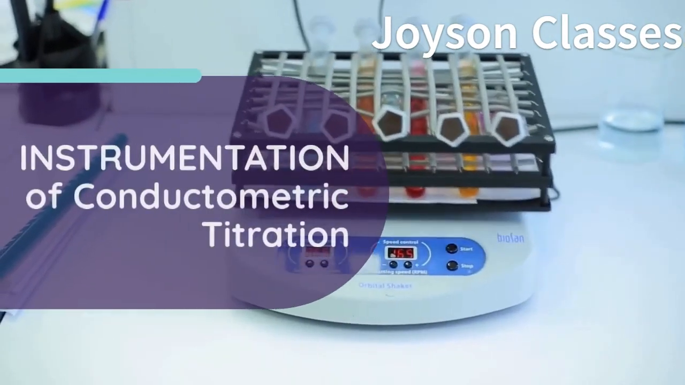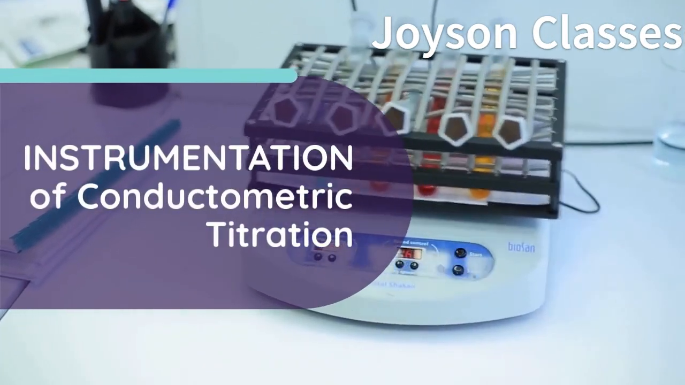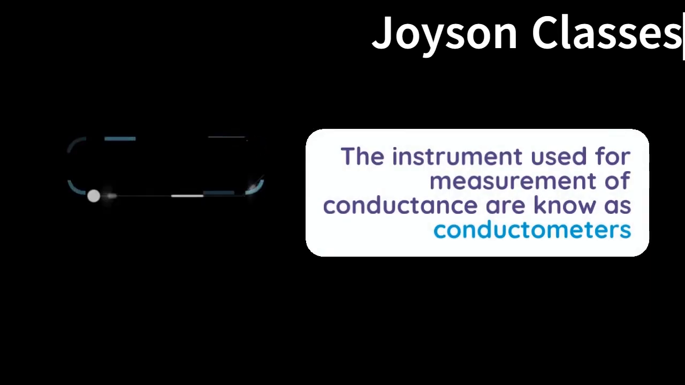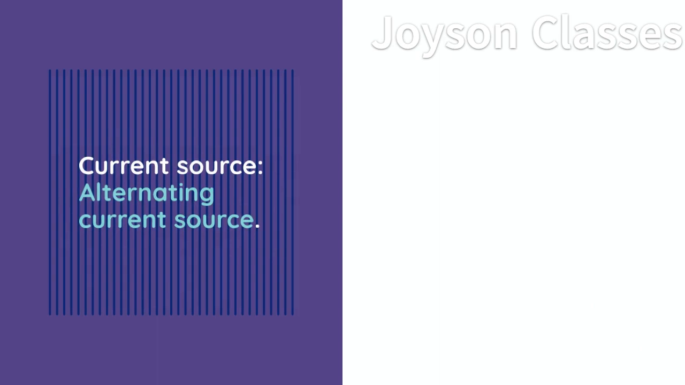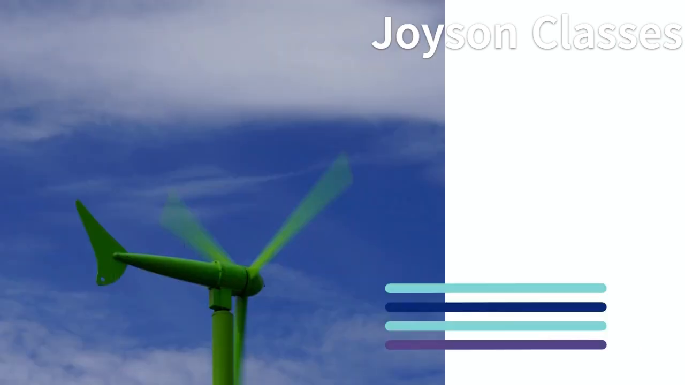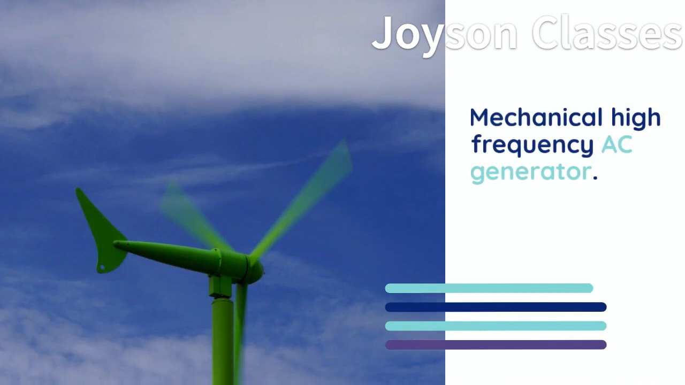Instrumentation of Conductometric Titration. The instruments used for measurement of conductance are known as conductometers. It consists of a current source, an alternating current source, and a mechanical high-frequency AC generator.